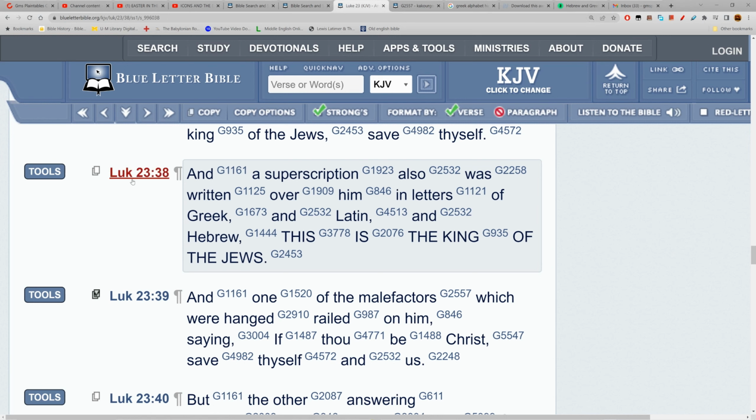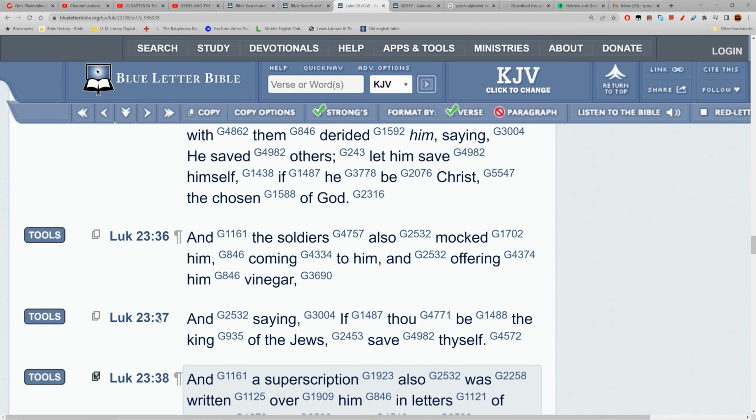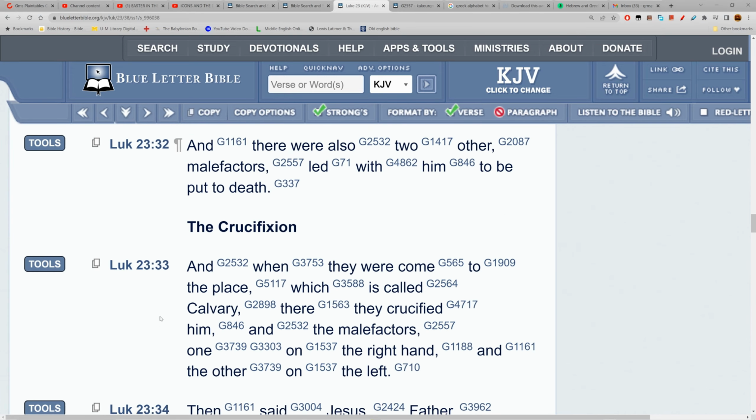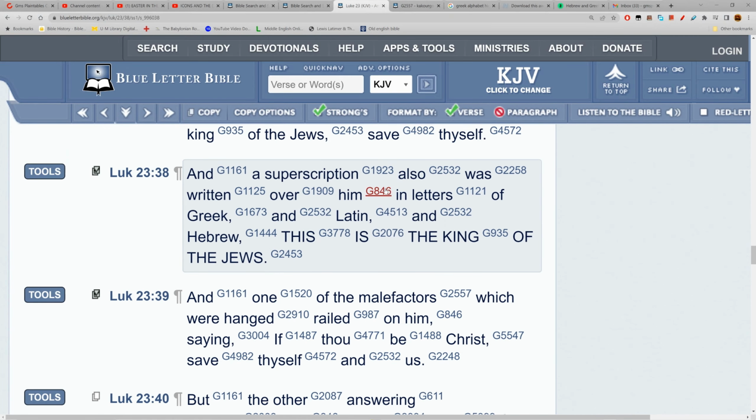This is Luke 23:38. This is why it's important, because you had Israelites that spoke Greek and Latin also. Luke 23:38: and the superscription also was written over him in letters of Greek and Latin and Hebrew, 'This is the King of the Jews.' This is where Yahushua, our Lord, was crucified. So it's written in those three languages.